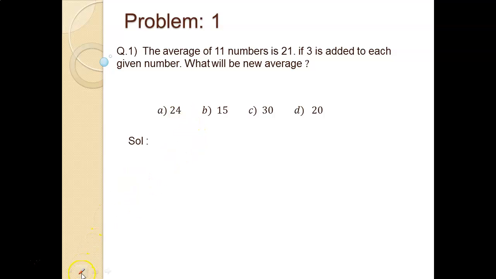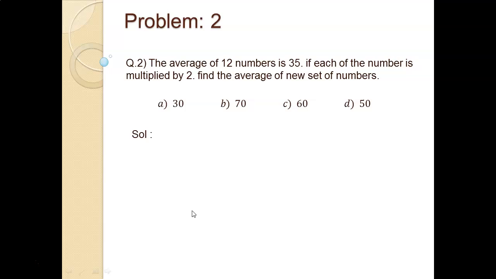Now, use the simple tricks. The average of 11 numbers is 21. So obviously, if 3 is added to each given number, that means 3 is added to the average. 21 plus 3, that means 24. So 24 is the new average. So 24 is the right answer.